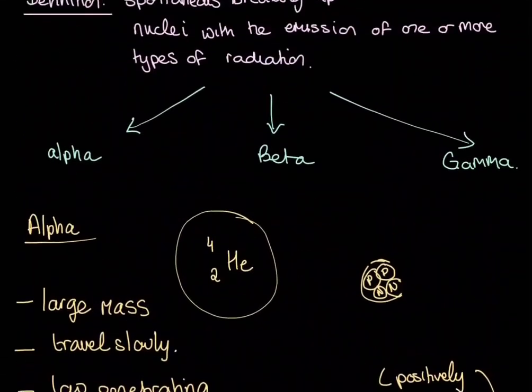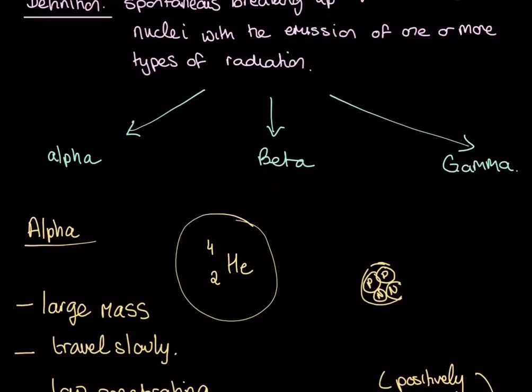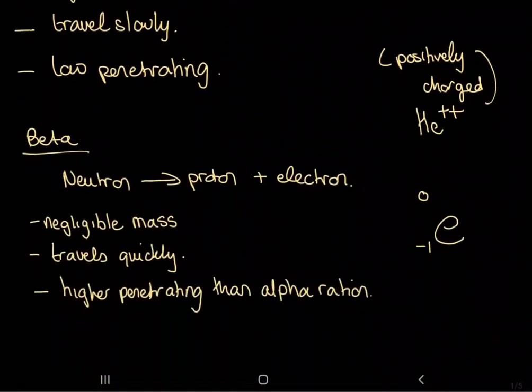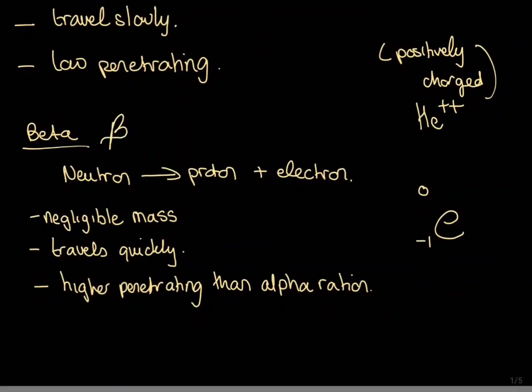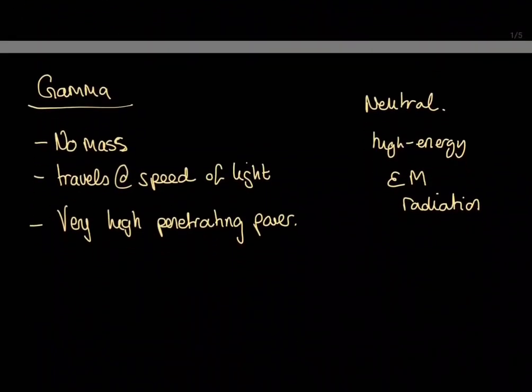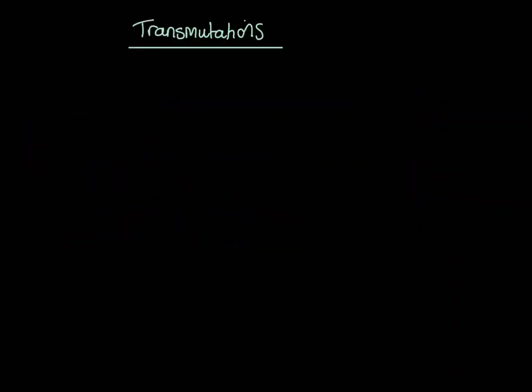Now, I also just want to write in some of the symbols that can possibly be used. So alpha is represented by this symbol. Beta is represented by this symbol. And gamma is represented by this symbol. Okay, now let's look at some transmutations. Transmutation is when one element is changed or turned into another element, and these only happen in nuclear reactions.